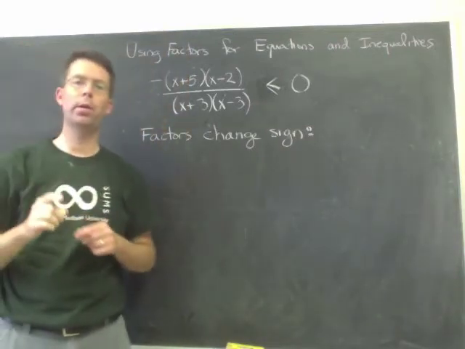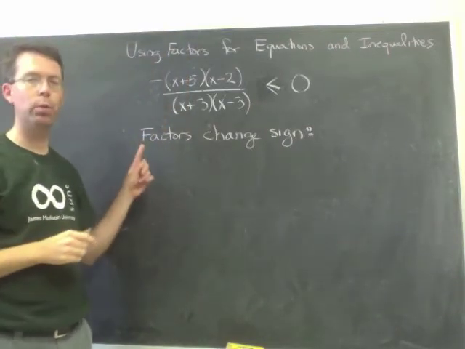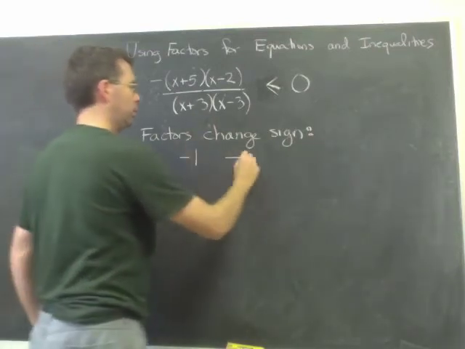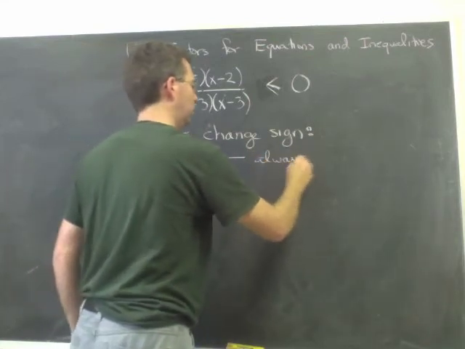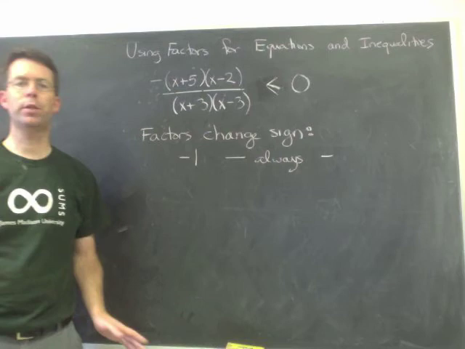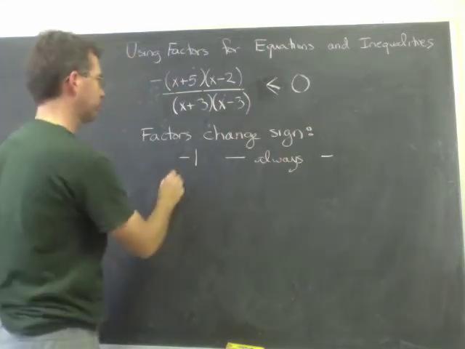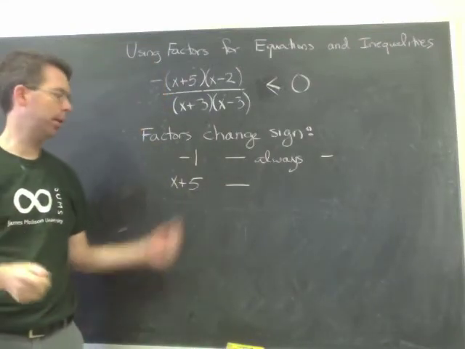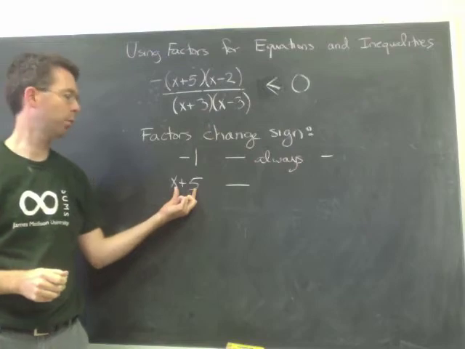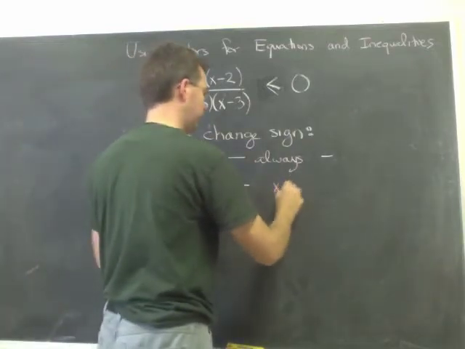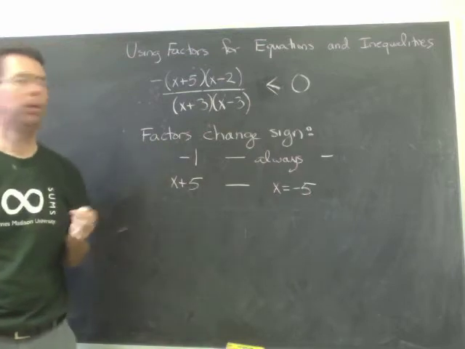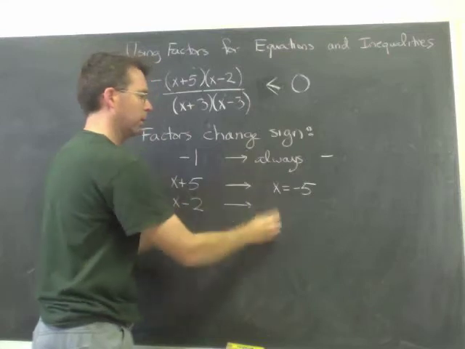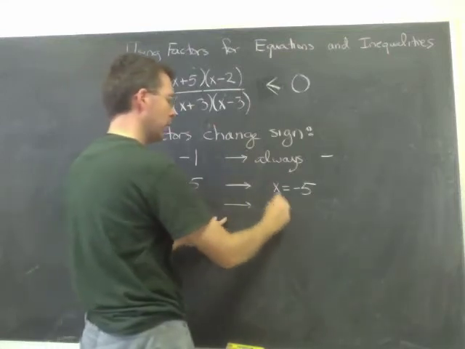I don't necessarily need to write all this next part down, but what I want to do is pay attention: when do each of the factors change sign? First factor, negative 1, never changes sign. The factor x plus 5 changes sign when x plus 5 equals 0, which is at x equals negative 5. The factor x minus 2 changes sign at x equals 2.